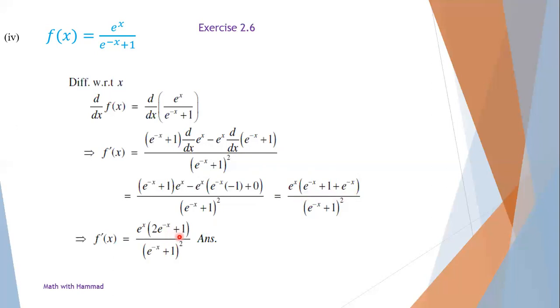e raised to power minus x, plus 1, into e raised to power x over e raised to power minus x plus 1 whole square is our final answer. So this is our part number 4.